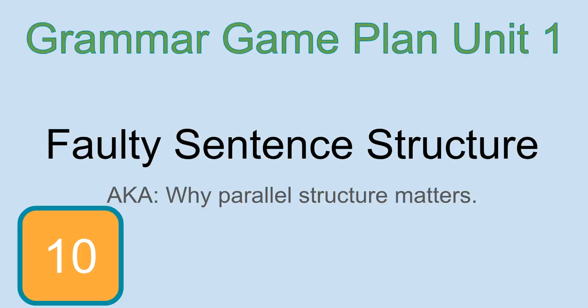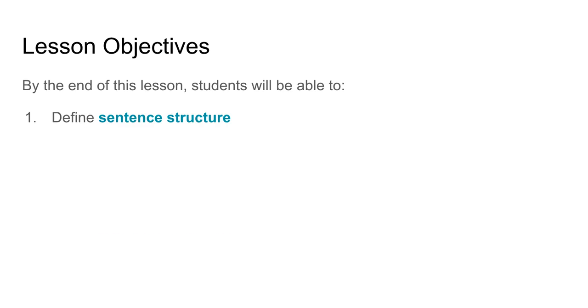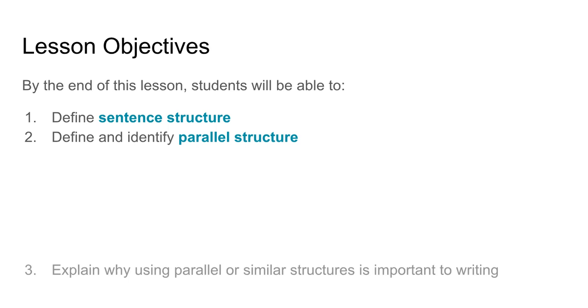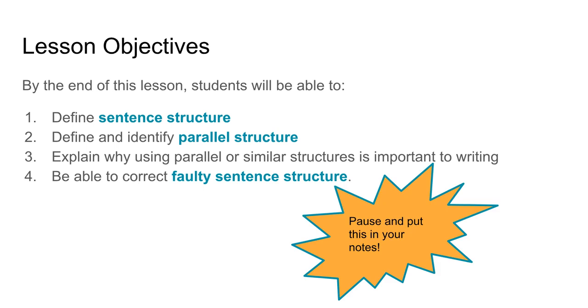All right, our last grammar game plan error of this unit is number 10, faulty sentence structure, which is all about why parallel structure matters. So by the end of this lesson, students will be able to define sentence structure and define and identify parallel structure. And then you will explain why using parallel or similar structures is important to writing and be able to correct faulty sentence structure. So pause and put your objectives in your notes.